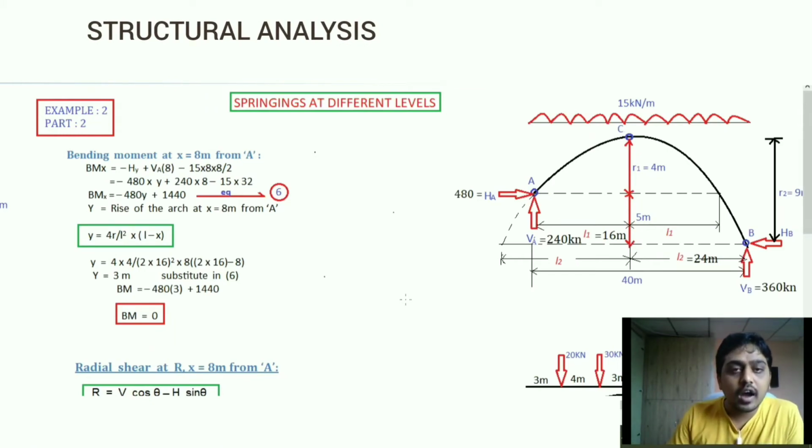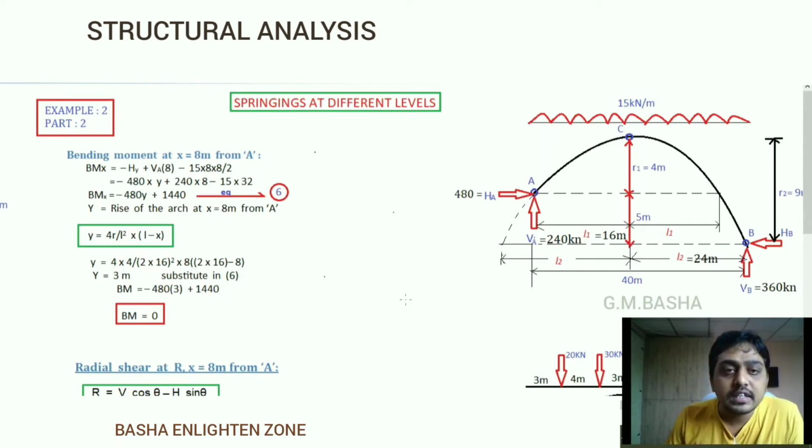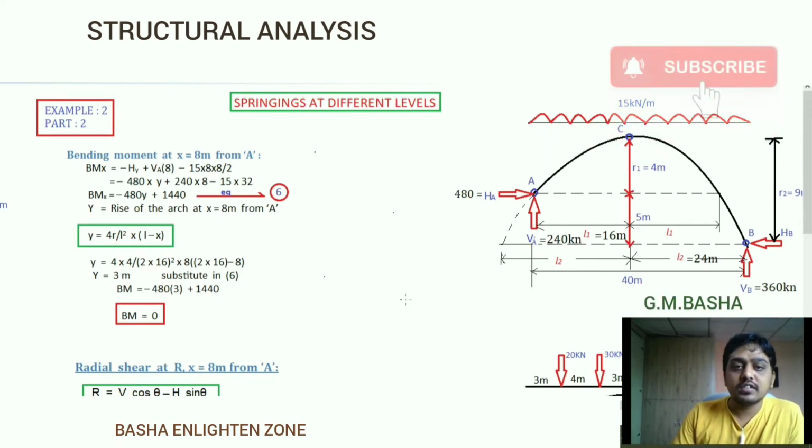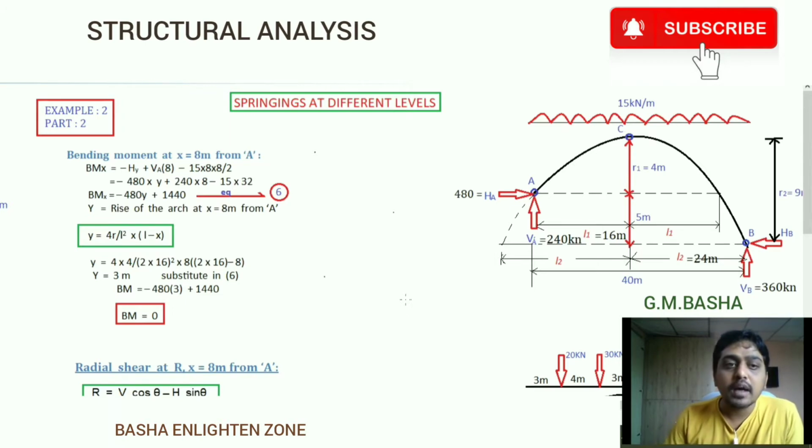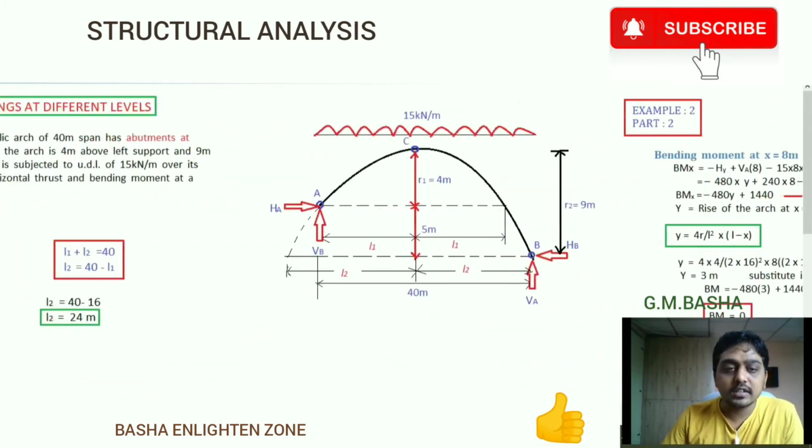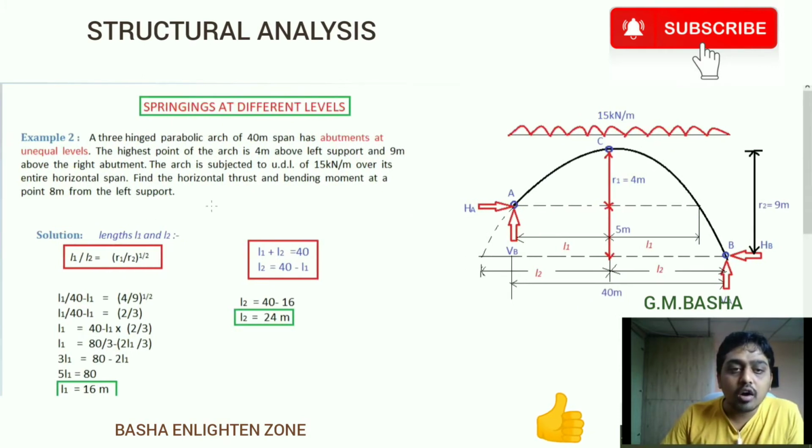In this lecture, I would like to continue example 2, part 2, that is springings at different levels, which is the continuation of part 1, example 2 in the parabolic arches. Already in the last classes, up to the horizontal thrust, we completed. In today's lecture, we are continuing this same example, that is bending moment at a point 8 meters from the left support. At the same time, we are going to find the normal thrust and radial shear.